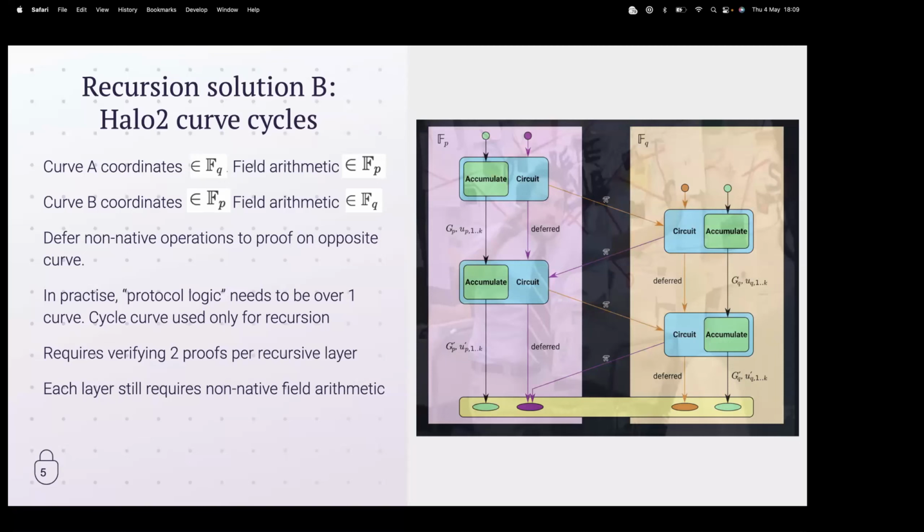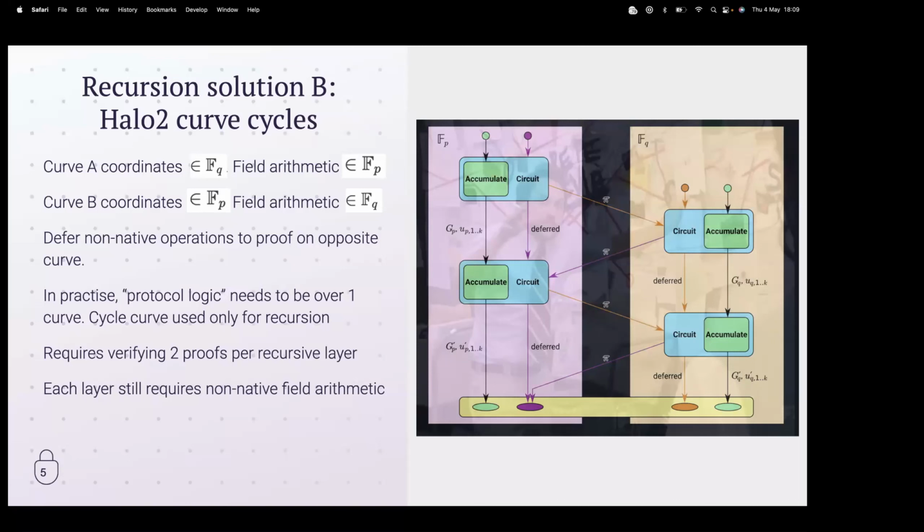of your cycle curve, which means that to recurse once over your main curve, you really need to verify 2 proofs, one over your main curve, one over your cycle curve. It's kind of expensive. That's lots of hashing to do. And also, at each layer, you still have a relatively chunky amount of non-native field arithmetic to perform. You can delegate the group operations to that curve.